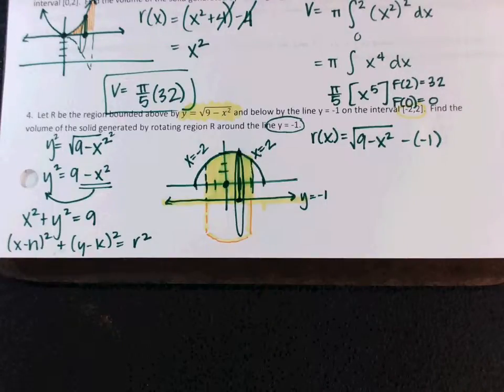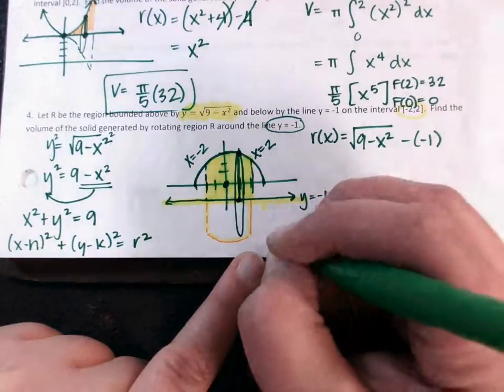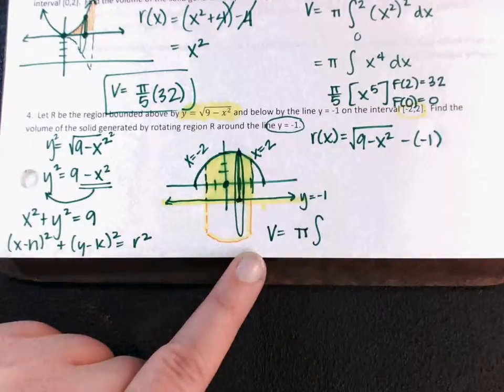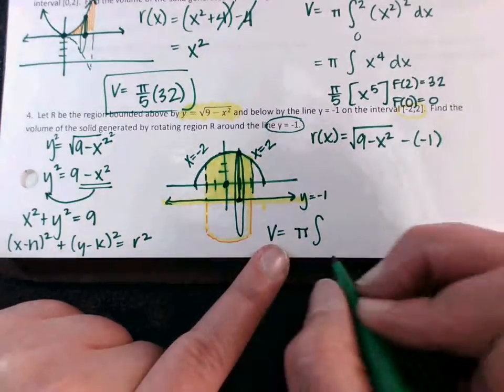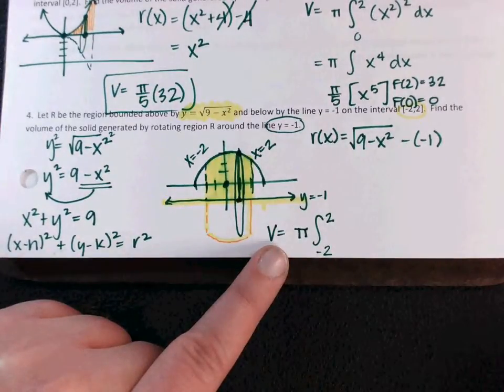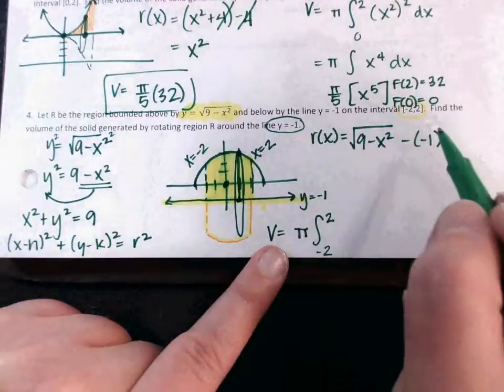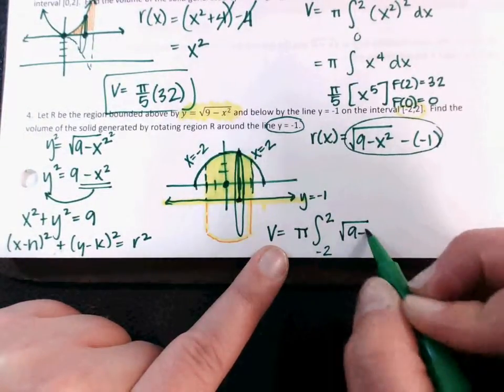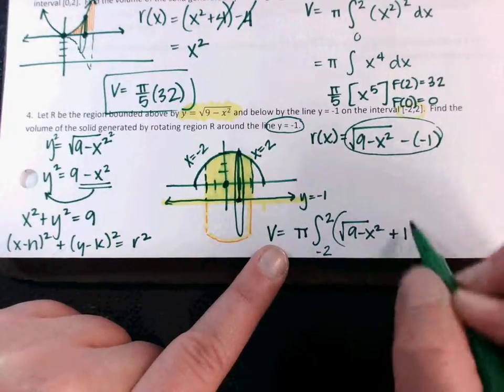Okay, set up your integral. Volume equals pi on the outside. Where are we integrating from? -2 to 2. And then it needs to be pi r squared. What's my r? All of this. So it'll be 9 minus x squared plus 1 squared.